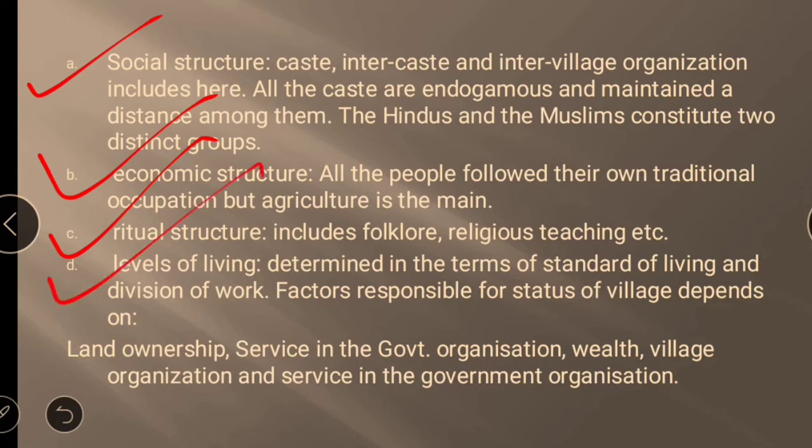And the last one is level of living. So this determines the standard of living and division of work. There are different factors that are responsible for the status of a village. You can say those factors may be land ownership, that is, on the basis of land. There may be a dominant position, right? Or you can say service in a government organization, or maybe a wealthy person has a different status in a village. So this is all about the village structure given by S.C. Dube, right? So this is about the structural functional perspective.